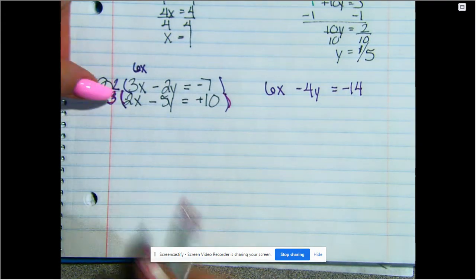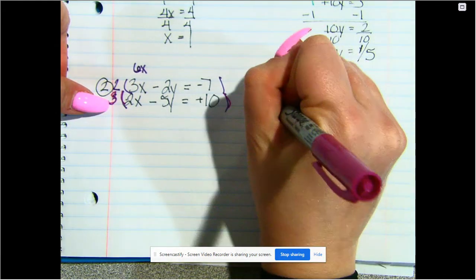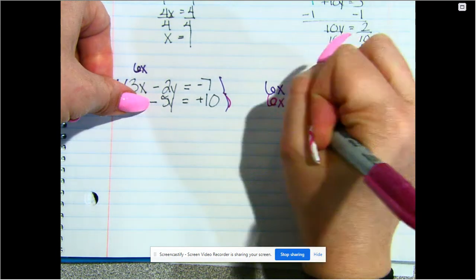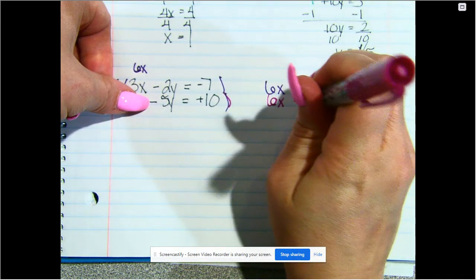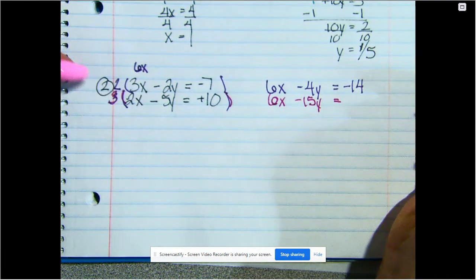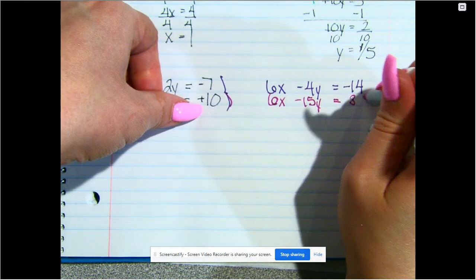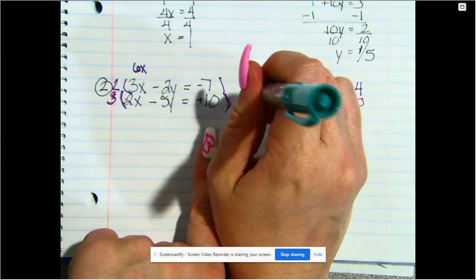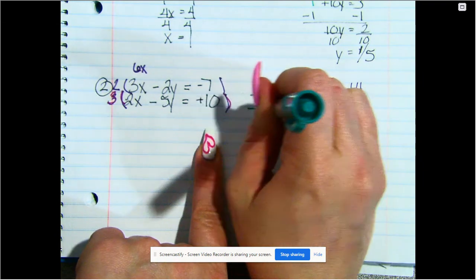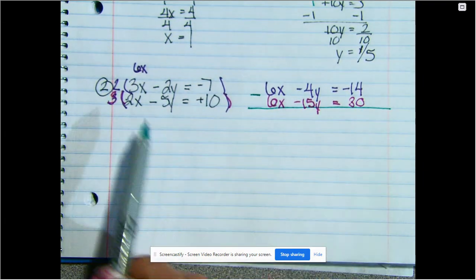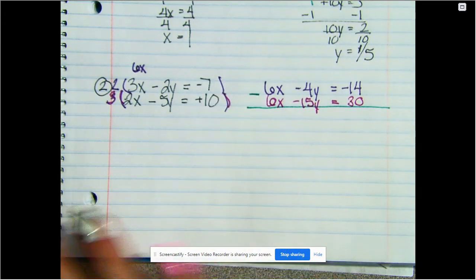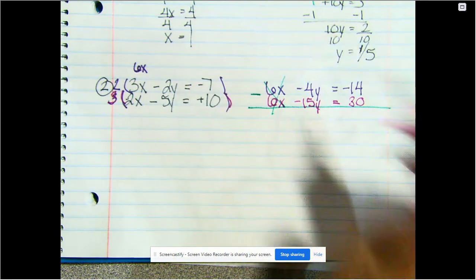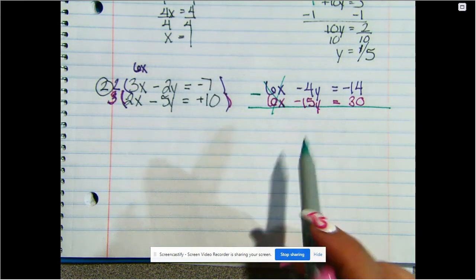Okay, then we have the bottom set. 3 times 2, 6x. 3 times -5 is -15. And then 3 times a positive 10 is 30. Okay, from here, I know that if I subtract again, I can create a 0 pair. Now, you could have multiplied one of these by negative and added. That would have been completely okay as well. But 6 minus 6 is 0. So it creates your 0 pair or eliminates.